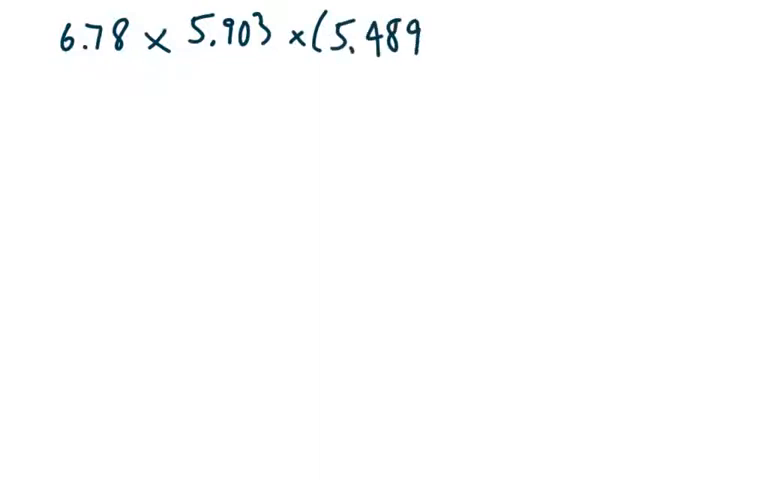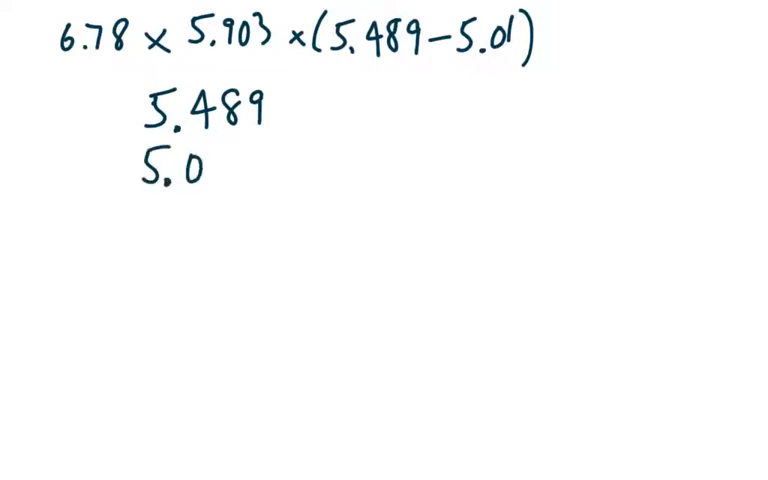And I'm going to actually do this problem with you. So the sample problem is we have 6.78 times 5.903, and then times this part here, which we'll do first. We're going to subtract these two numbers. Now, again, what I recommend is, since we're doing the subtraction, that you put this vertically and align it, which is very important.